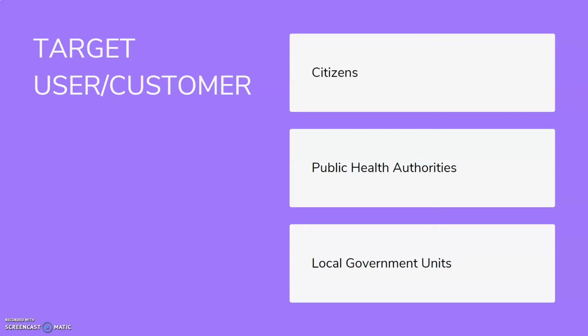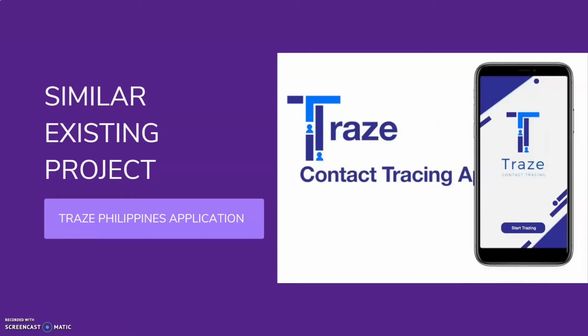Target user or customer: the citizens. The citizens will benefit from this application because they will be aware of possible exposure to the virus. They will know what action to undertake before things get bad. Public health authorities can utilize this to immediately trace those who had contact with an infected person and inform these people about it. Local government units can take advantage of this application in controlling the spread of the virus within the community. A similar existing project is the Trace application. It also uses QR code scanning, and it was primarily used at Naia Airport before casual establishments made use of it too.